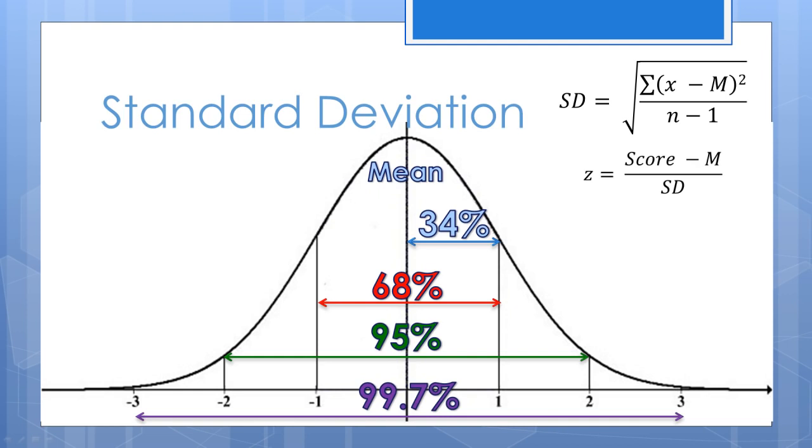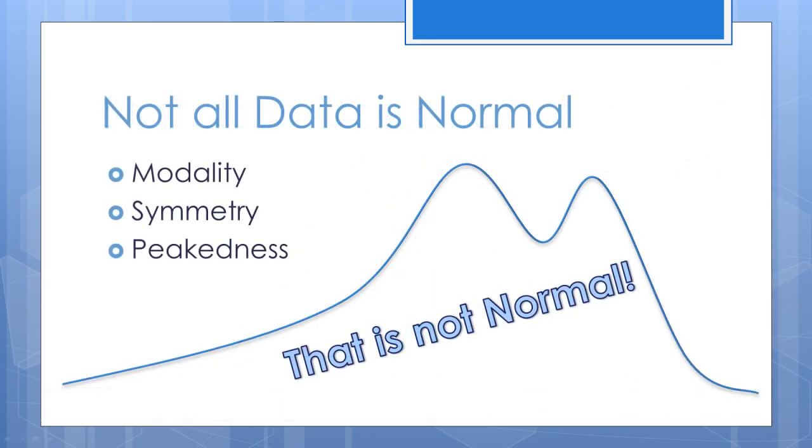Z-scores are used to measure how many standard deviations above or below the mean a particular score is. These scores allow for comparison and probability calculations. Not all samples approximate a normal curve. To understand more about distributions, it is important to understand modality, symmetry, and peakedness.